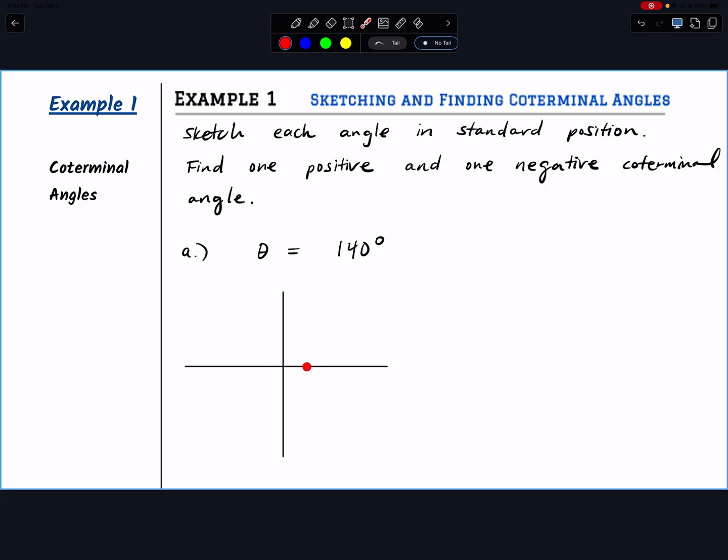I'm not going to bust out a protractor, but it needs to be pretty close. Try to keep it close. So your drawing should look something like this. And then I'm going to draw something like this to show this is where the angle stopped. So this right here is theta equals 140 degrees.